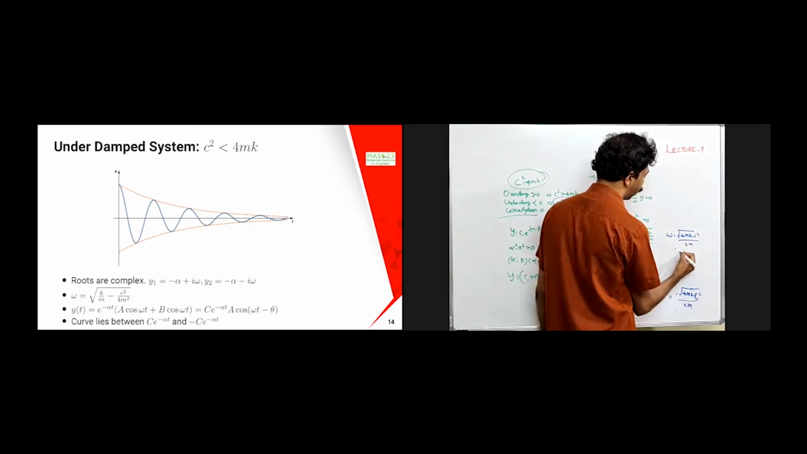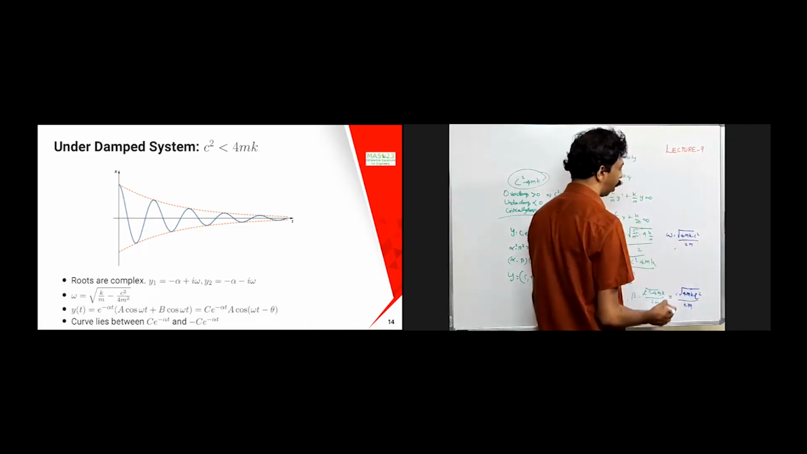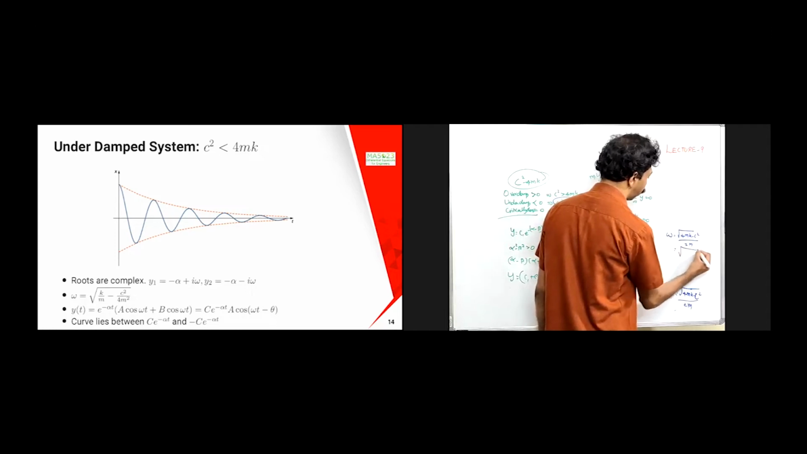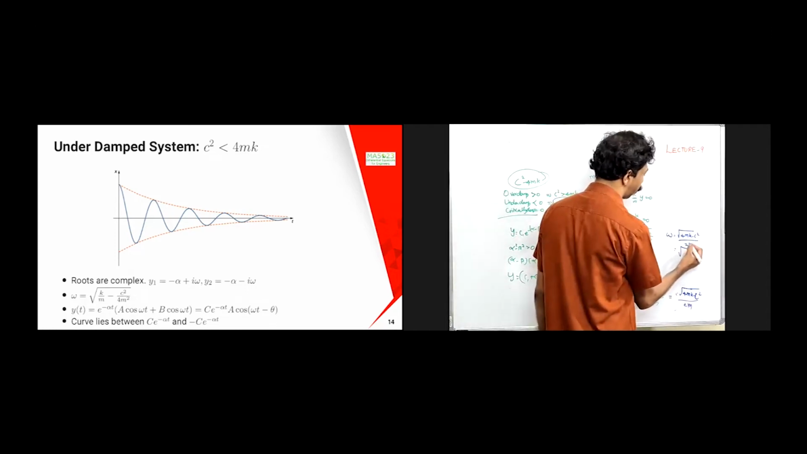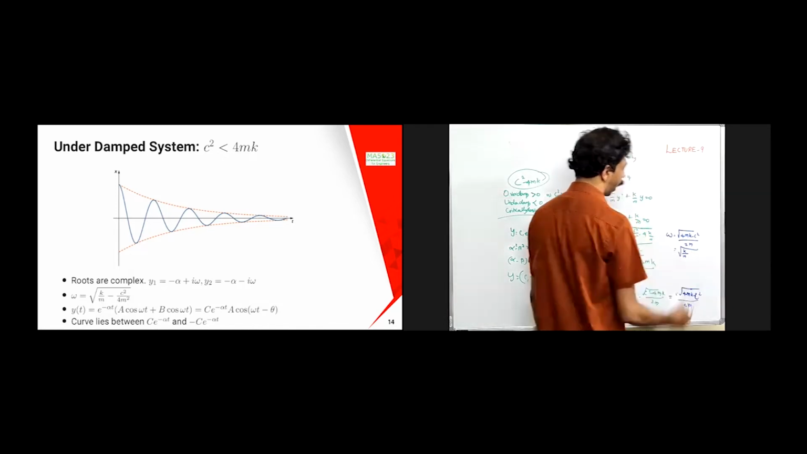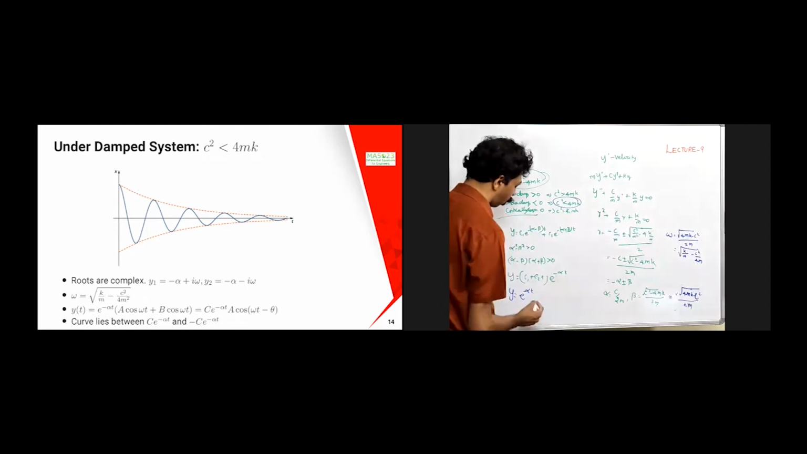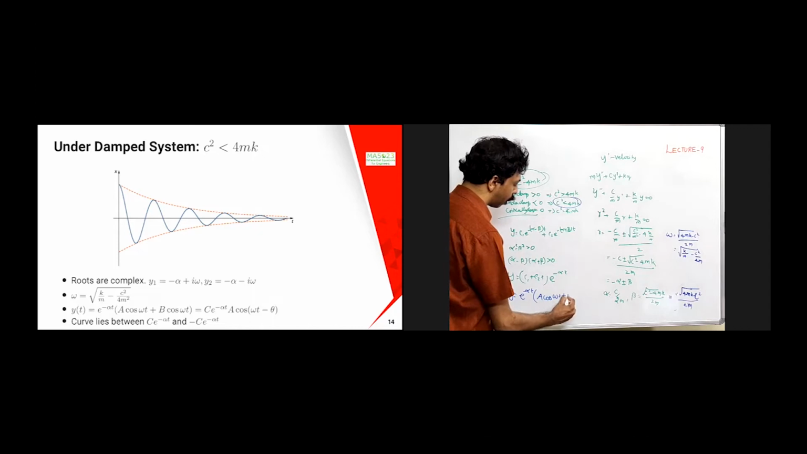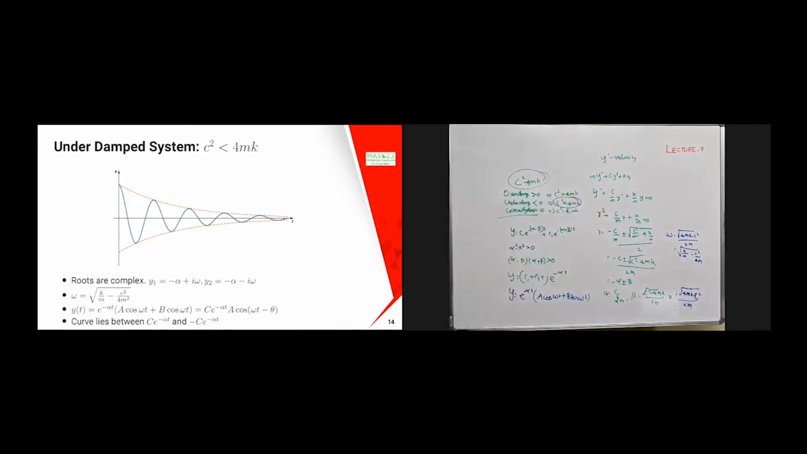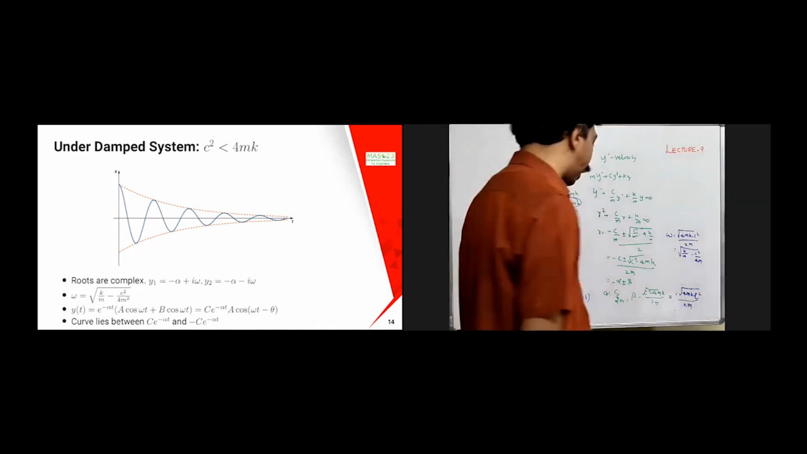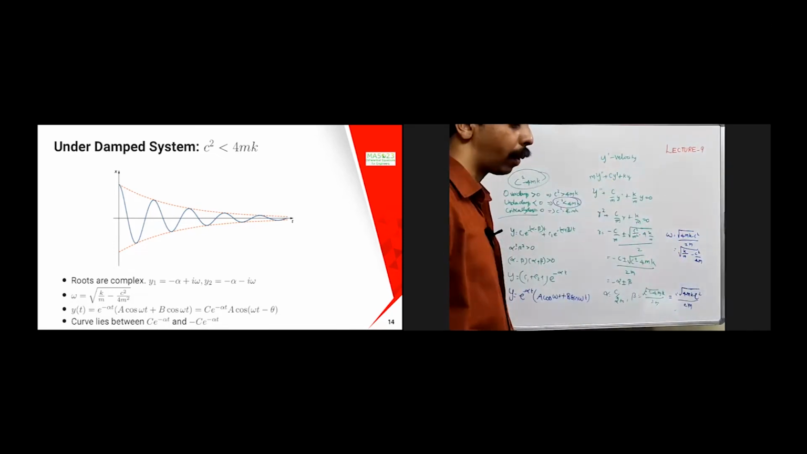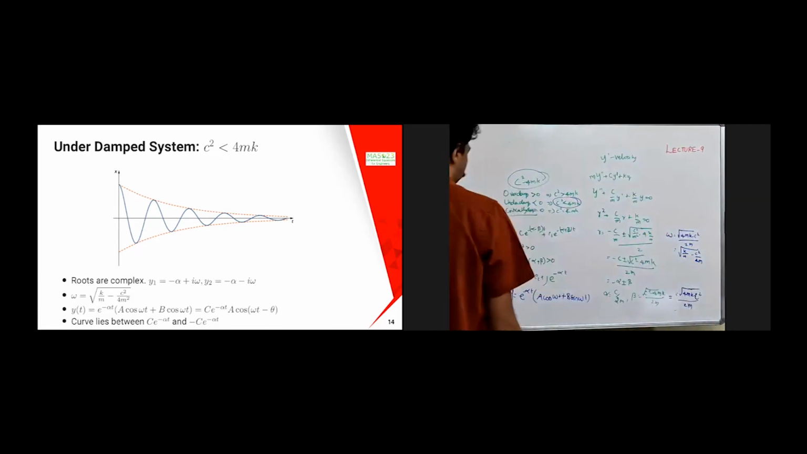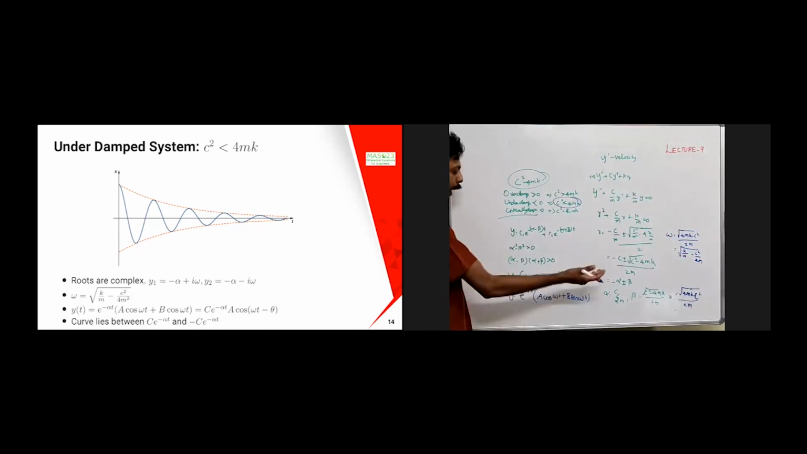Or I write it by bringing that inside, so this becomes the square root of k by m minus c square by 4m square. I am going to call this omega. Using omega, I write a cos omega t plus b sin omega t, where omega is this one. Or, as in the previous case, we can write c cos(omega t minus theta).